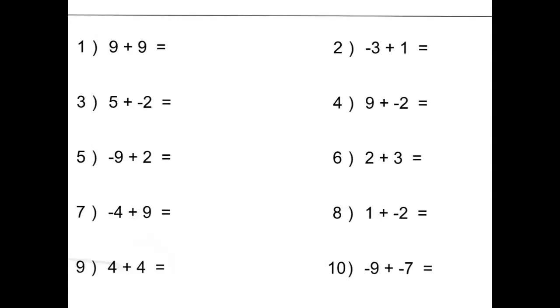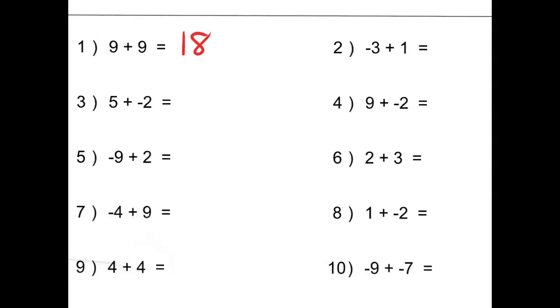Okay, so on this page, you're given some problems, and we're going to use the different strategies that we have learned so far. So let's look at number 1. It's 9 plus 9. Now, just because we're starting to talk about positive and negative numbers, don't get confused. You know this problem right off the bat. They're both positive. 9 plus 9. We're used to that kind of problem. 9 plus 9 equals 18.